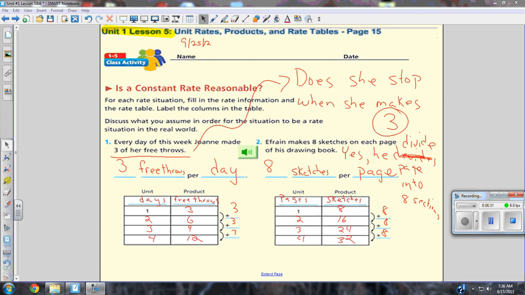So in 1 unit, which is 1 page, you'd have 8. In 2 pages, you'd have 16. In 3, you'd have 24. And in 4, you'd have 32. And again, off to the side, you have plus 8, plus 8, plus 8. So again, is this constant rate reasonable? And it would be yes, because he divided the pages into 8 sections. So each page would have 8 sketches.